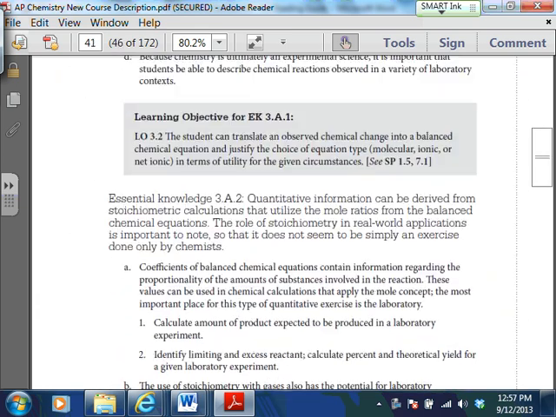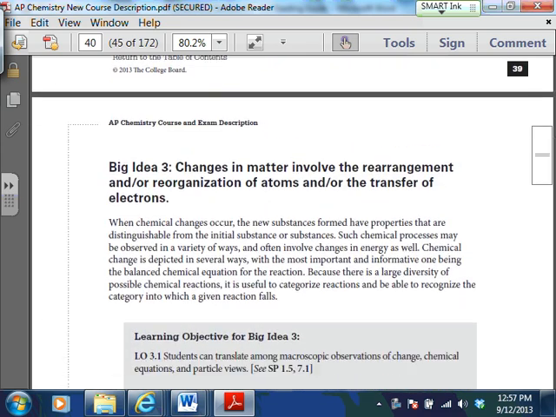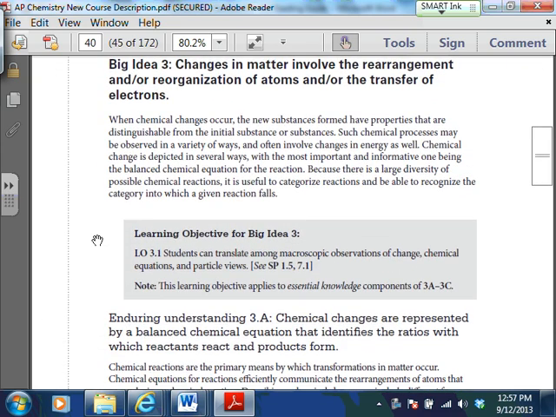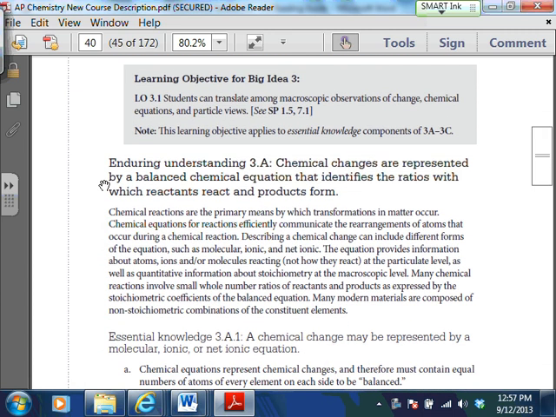You were right. Okay, so big idea 3 is talking more about changes in matter. Again, this is the fancy way of talking about the rearrangement of atoms, which means actual chemical reactions. So big idea 2 really focuses on physical processes. Now we're talking about chemical reactions.